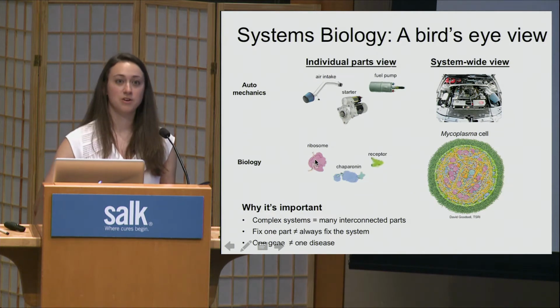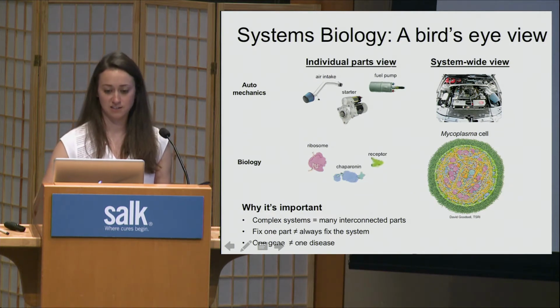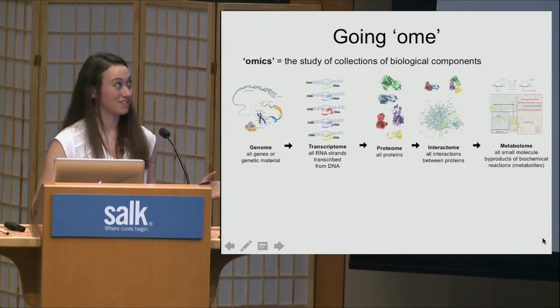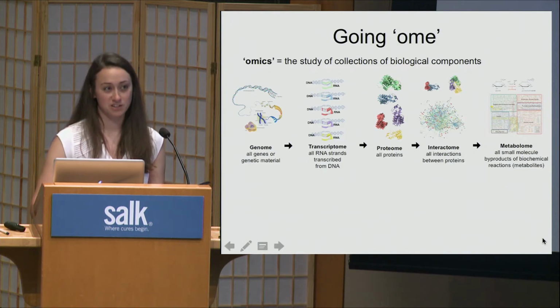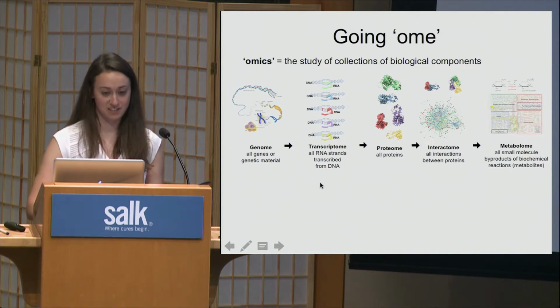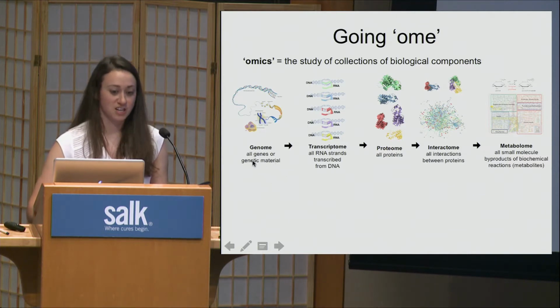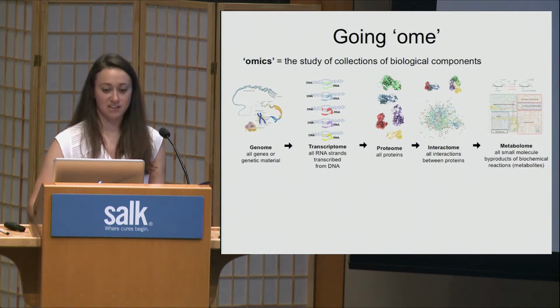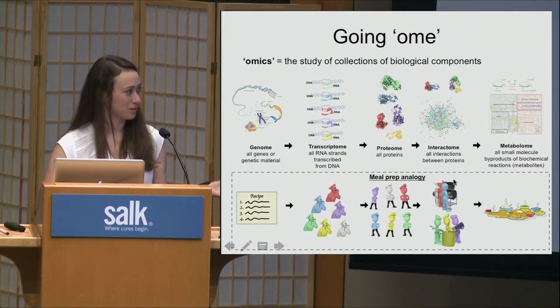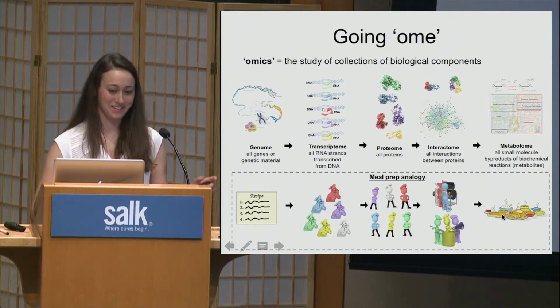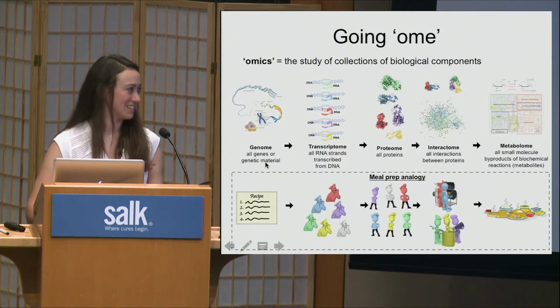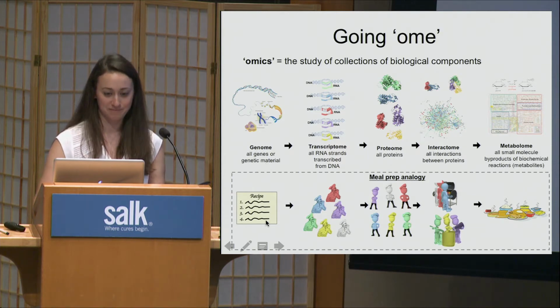So how do we get this kind of network bird's eye view of a cell? We can use omics technologies. So omics technologies allow us to see a snapshot of all the biological components in cells, like how genomics allows us to see all the genes or genetic material in the cell. And these biological components work together to make biological processes happen, just like how all these components work together when preparing a meal. So the genome is like the big recipe for the cell.